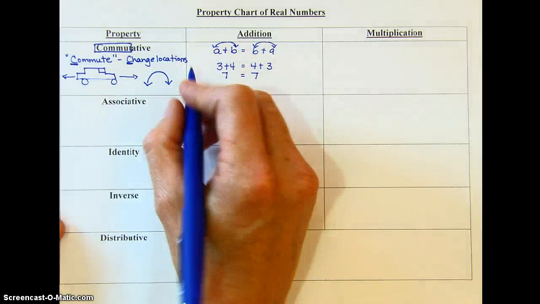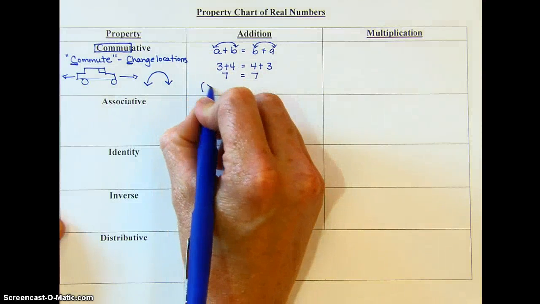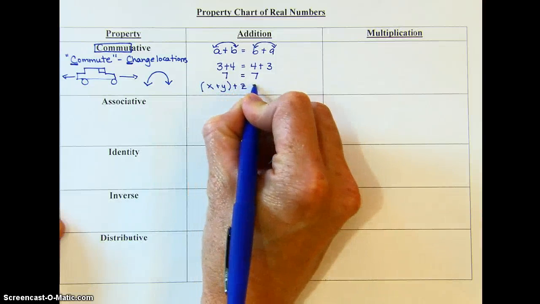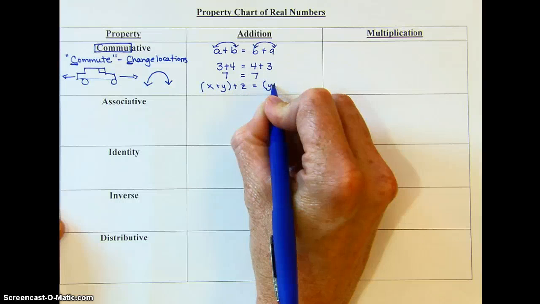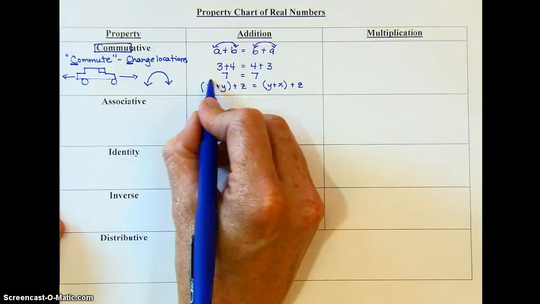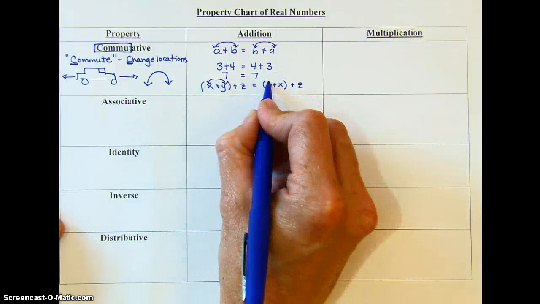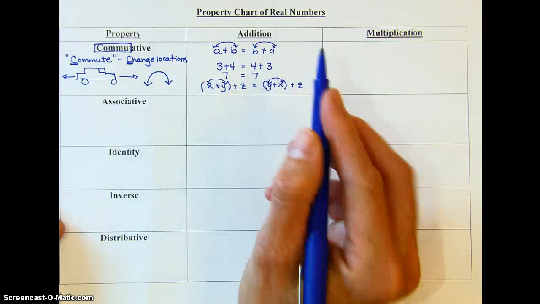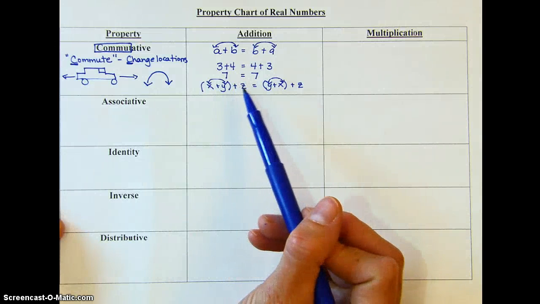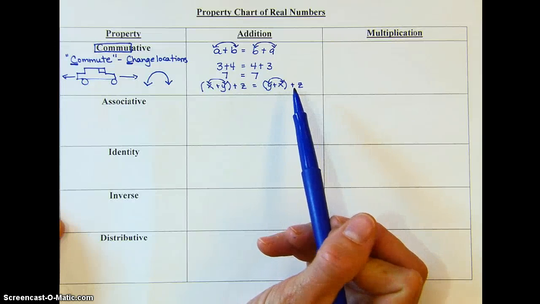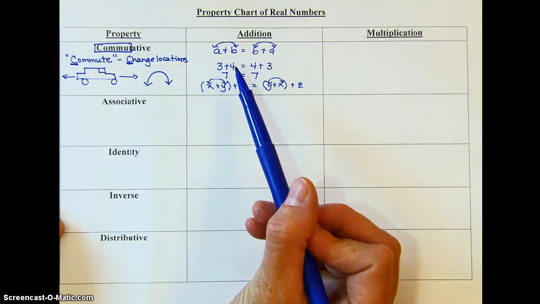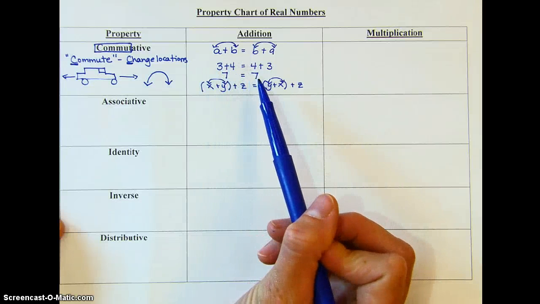Now in algebra, sometimes it may not be as clear to see. I have (x plus y) plus z equals (y plus x) plus z. Now if you notice, the x and the y changed locations. So you can have a property within an expression. Notice the z did not change. So commutative property of addition is when you can change the location of numbers and not change the value.